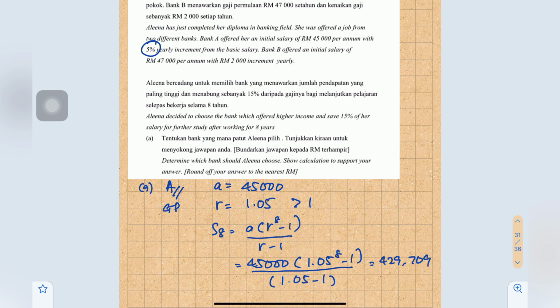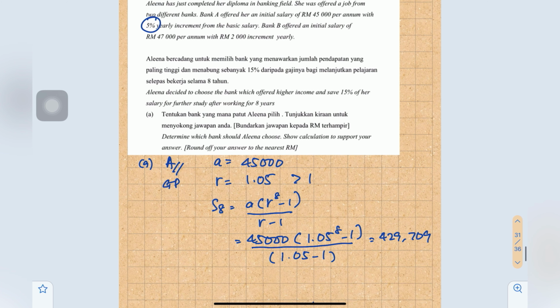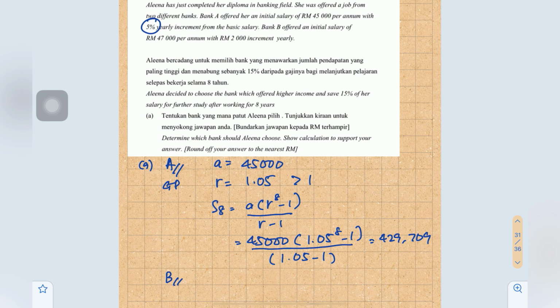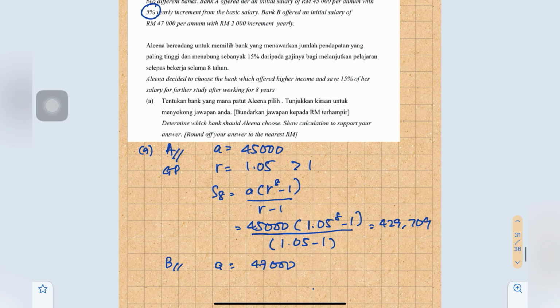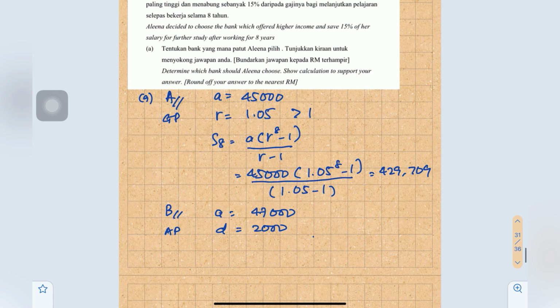So this is for the first bank. For the second bank, bank B, its initial is 47,000. Since it says it increments every year by the same 2,000, this is an arithmetic progression. AP, arithmetic progression, has its D, which is 2,000. So similarly we find its S8.